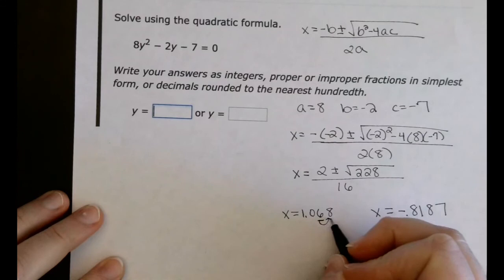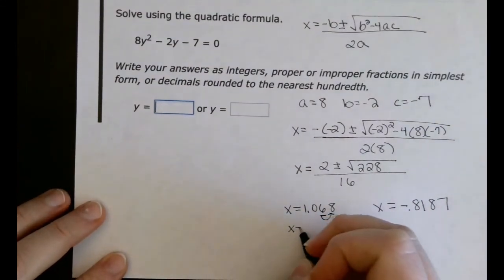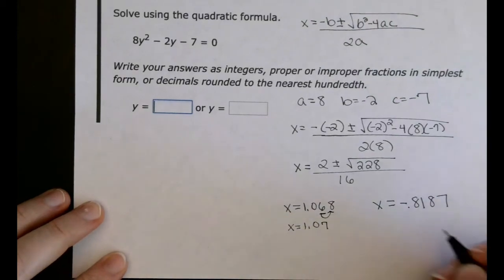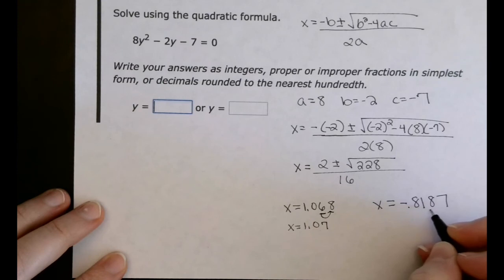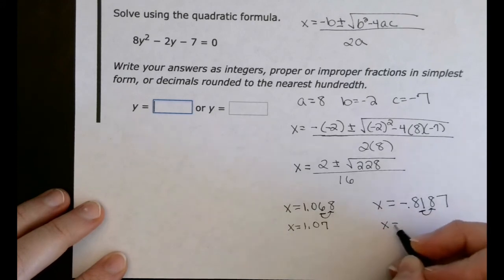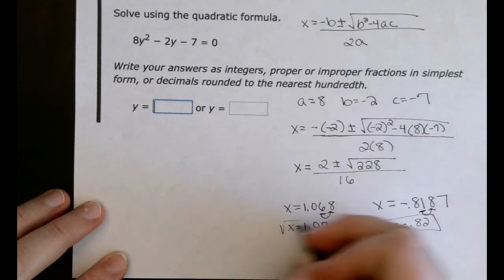Okay, so round to the nearest hundredth place, which is our second decimal place. The number to the right of 6 is greater than 5. So your final answer is 1.07. Same thing here. Here's my hundredth place. Look to the right. Since 8 is greater than 5, that's going to change the 1 to a 2. And these are your two answers.